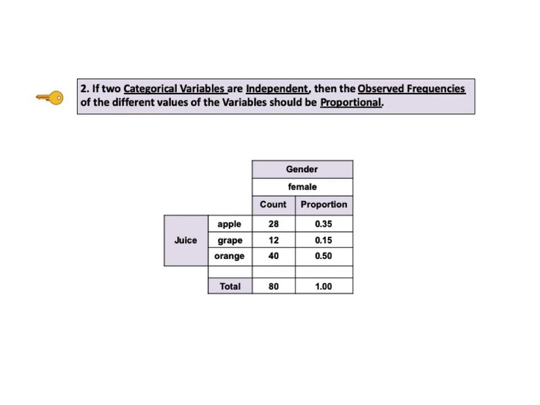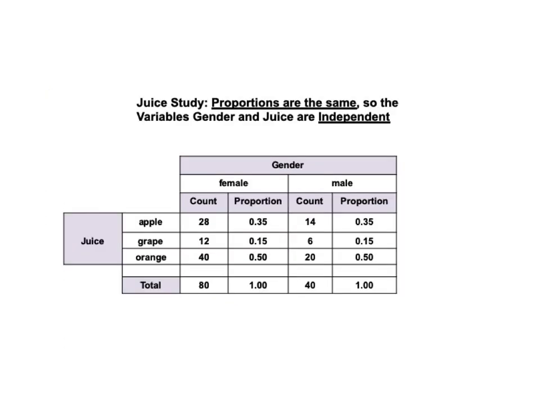If gender has no effect on fruit juice preference, that is, if these two categorical variables are independent, then we would expect that the preference for males would follow a similar 35%, 15%, 50% pattern. And in this artificially simplified example, that is exactly what we get.